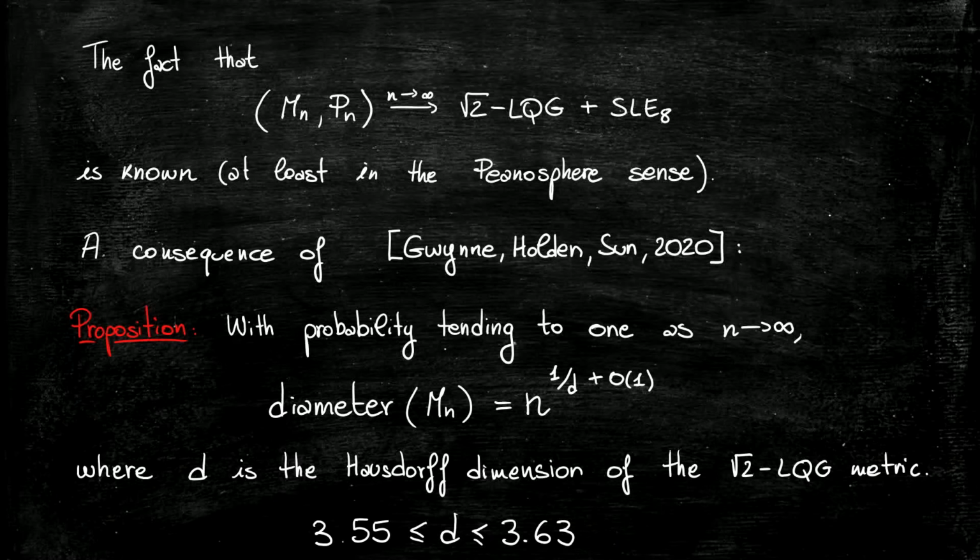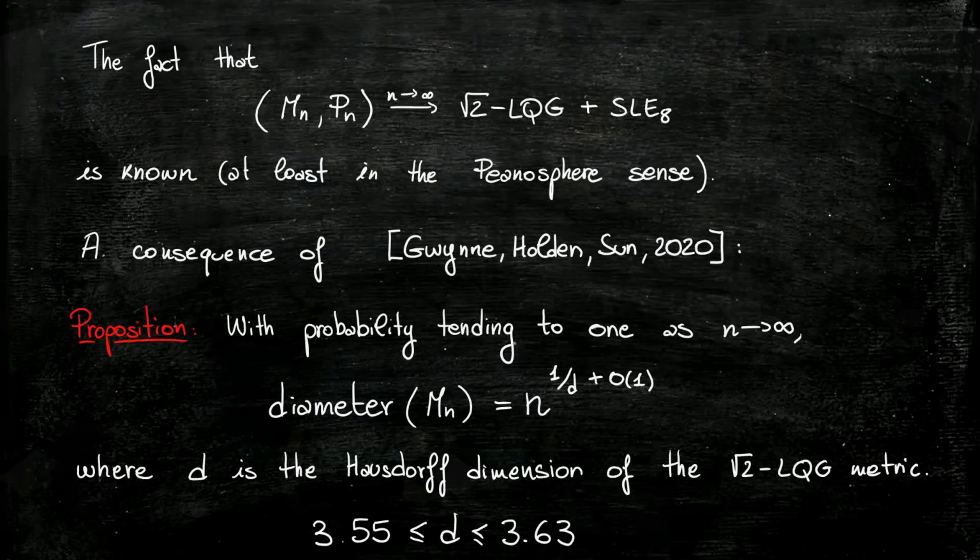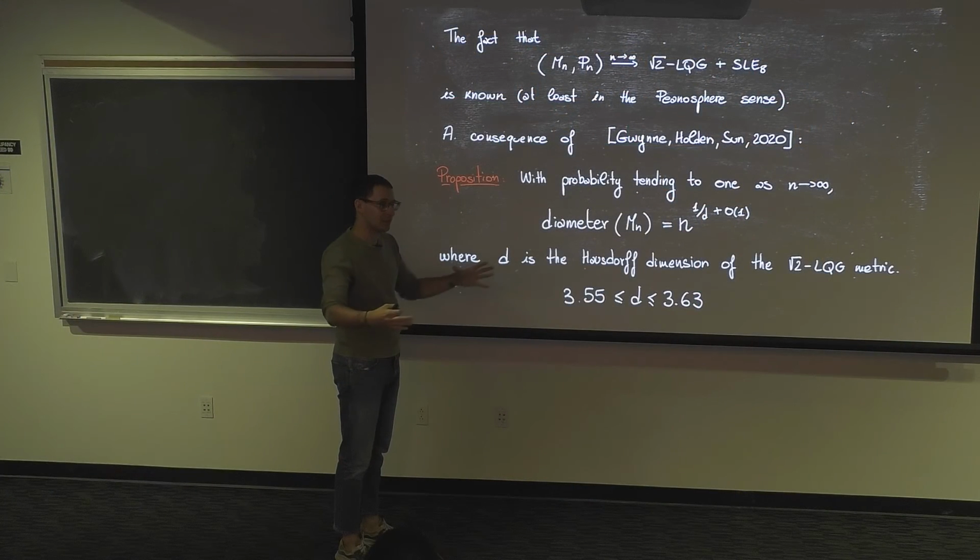So from now on, you should imagine that, yeah? Sorry, I just want to get the notation. Mn is the square root of 2 LQG with the SLE8 on it? No, Mn is the planar map given by a meandric system of size 2n. Yeah.